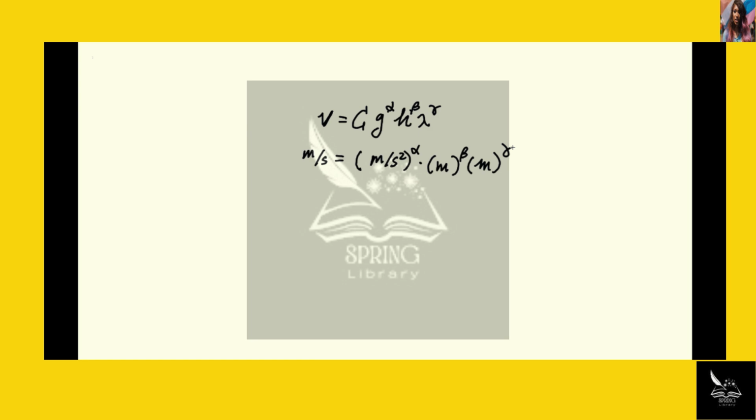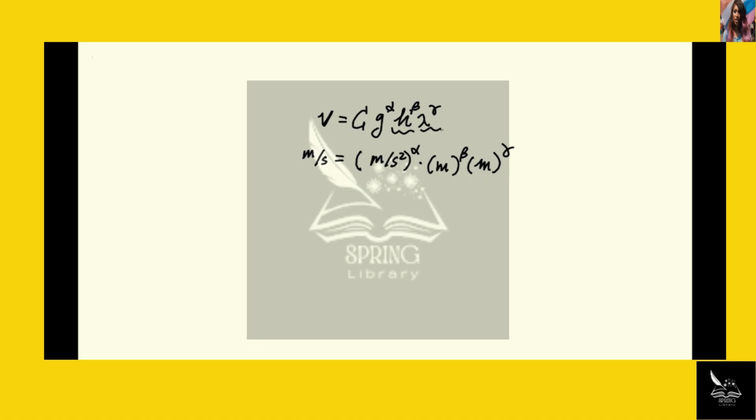So here we have a tiny bit of difficulty already, because both the height h and lambda have the unit meter. That means that using dimensional analysis, we cannot distinguish between beta and gamma, because they both have the unit of meter. So what can we do?